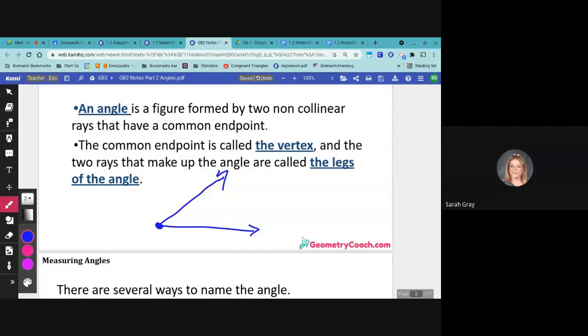Okay, so I've got my vertex labeled with that big dot. That is the vertex. And then each of these rays are legs. So we got a leg and a leg. And that makes up a whole angle.